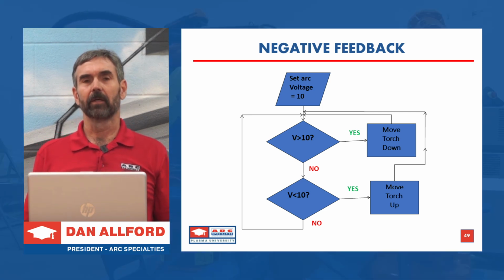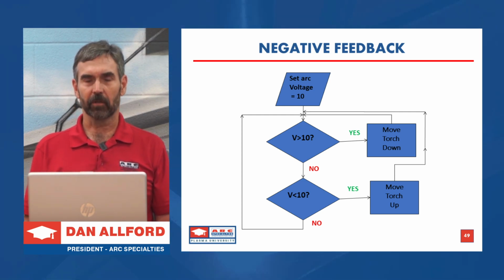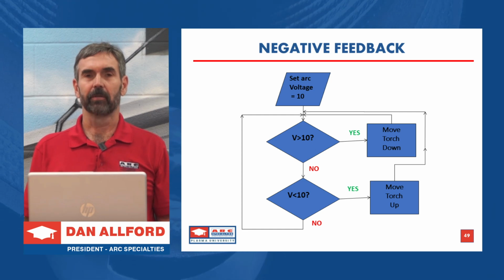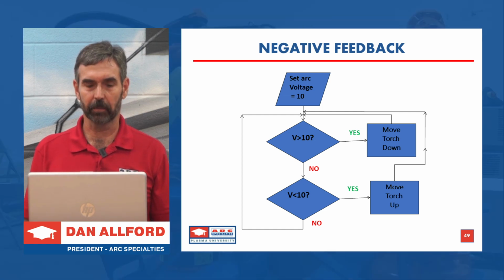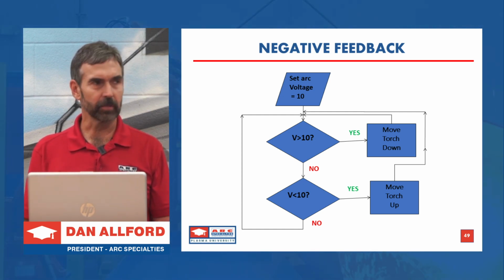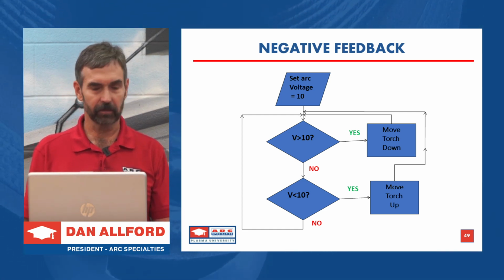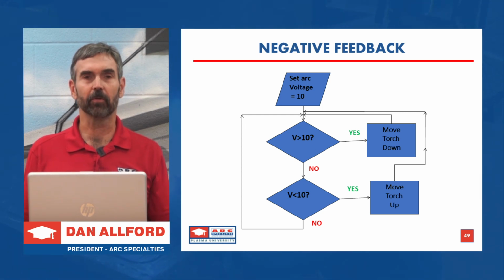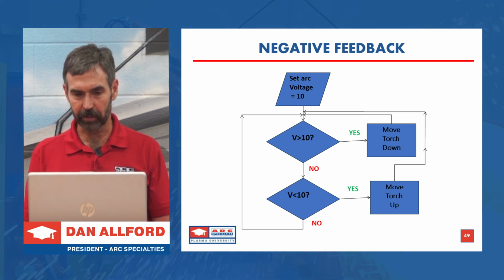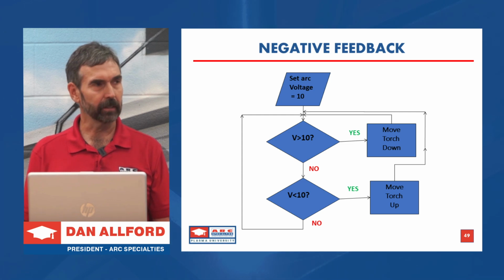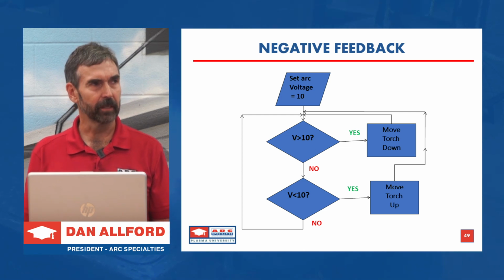So I'm going to talk about negative feedback and how it fits into a closed loop control. Negative feedback means as you get closer to your target, you reduce your output. And here's the example. Let's say we set the arc voltage equal to 10 volts, which is kind of a typical TIG welding number. And so we go through this decision-making tree, and we check the voltage in real time. Is the voltage greater than 10? If the answer is yes, then that means the torch is too far away. And you don't control the voltage, you control the position of the torch. You move the torch down, and then immediately afterwards, you check again. Is the voltage greater than 10? If it still is, you move the torch down. That's the concept of negative feedback.